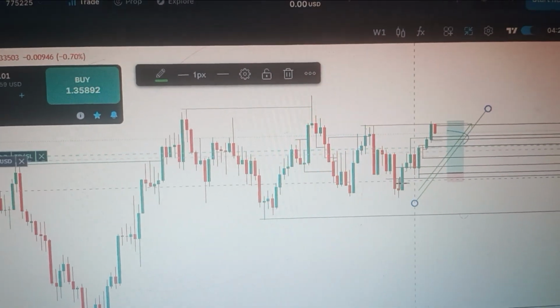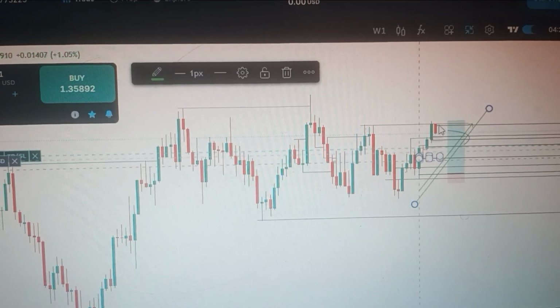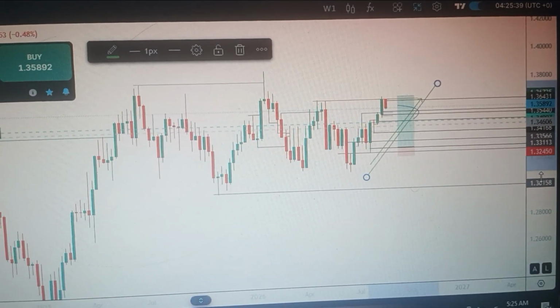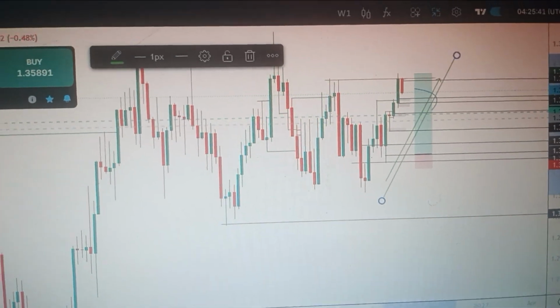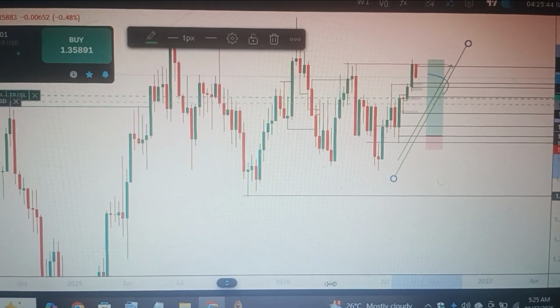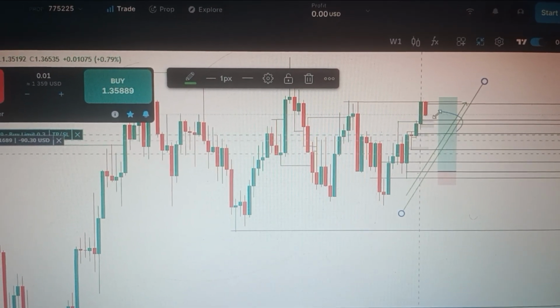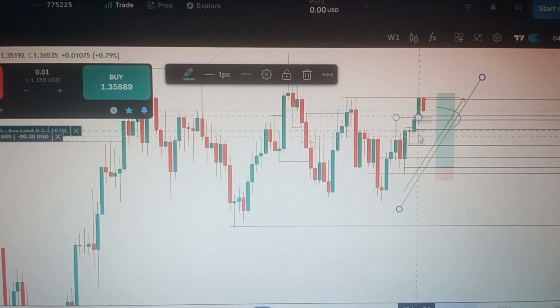Once we are able to identify that the direction of the market is upward, we should be looking for more opportunities of buying. We should be looking for an opportunity to take a buy trade from here.